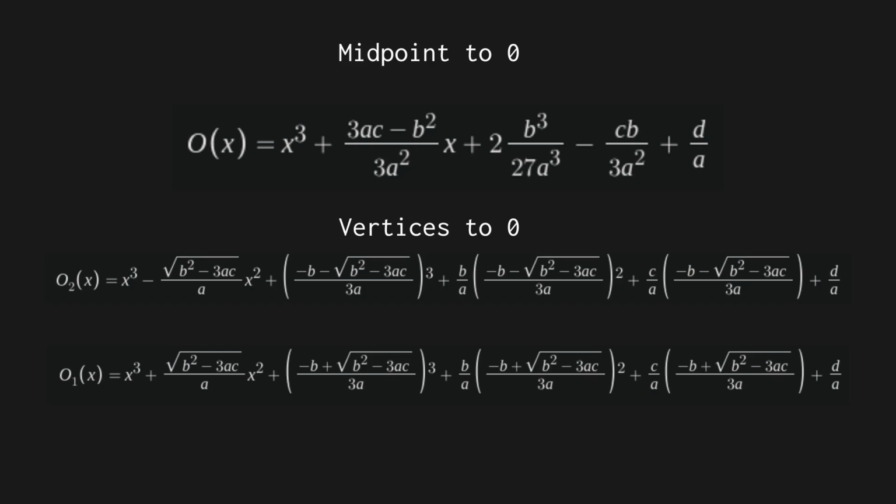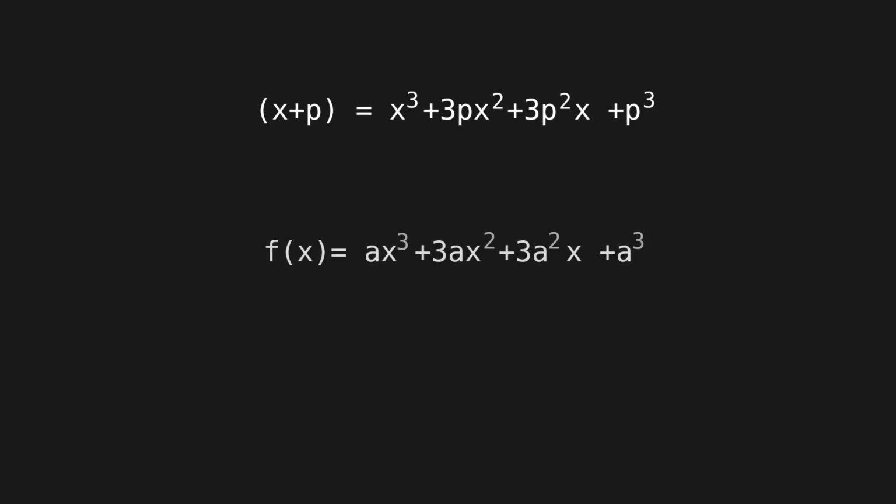Well, let's see the cubic equation. x plus b to the power 3 is equal to x to the power 3 plus 3bx squared plus 3b squared x plus b to the power 3. So, to be a perfect cube, b needs to be 3a and c needs to be 3a squared.